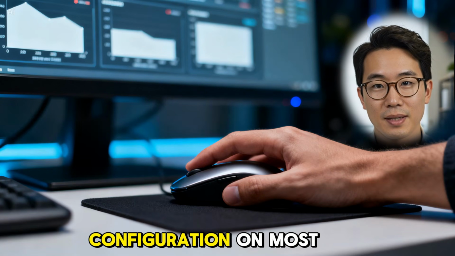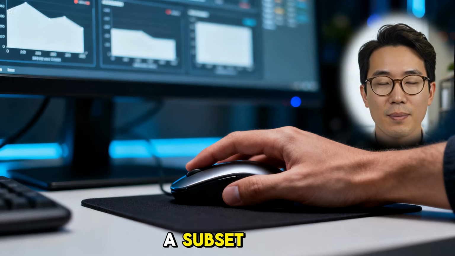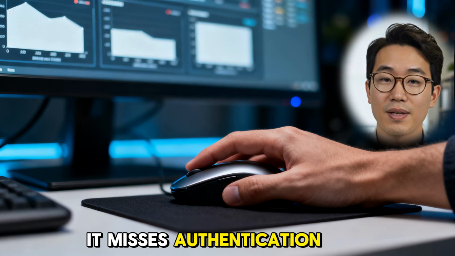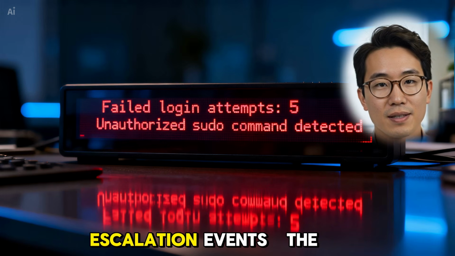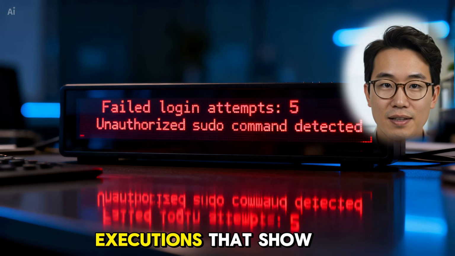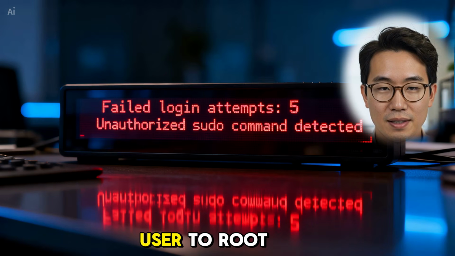The default logging configuration on most Linux systems captures a subset of system events. It misses authentication failure patterns that would identify brute force attempts. It misses privilege escalation events, the sudo and su executions that show how an attacker moved from user to root.